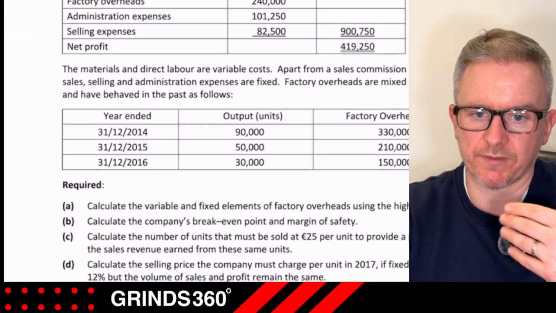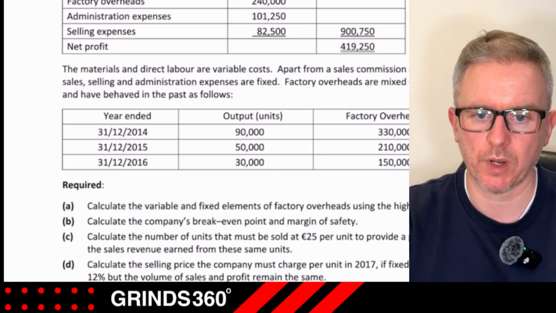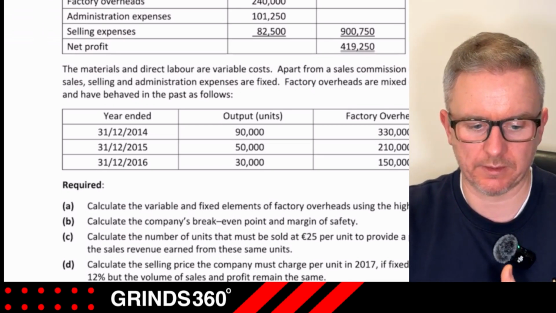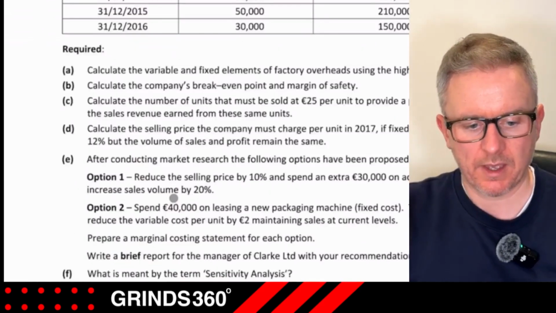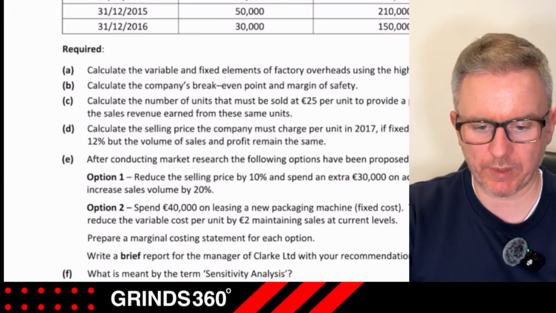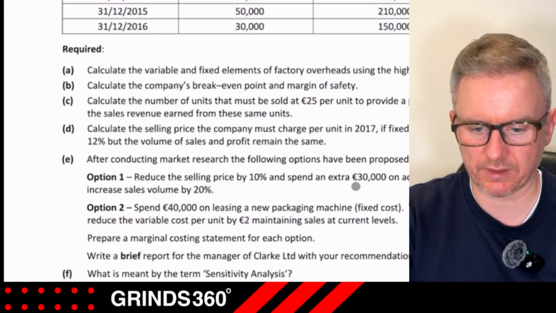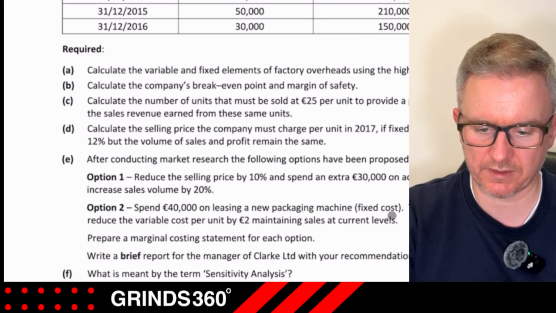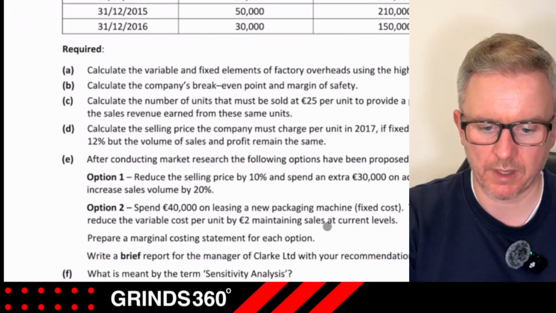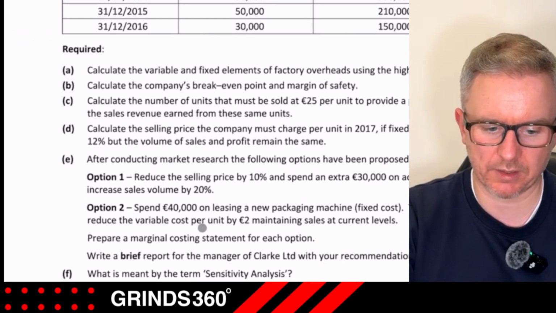Similar type question, they just gave you one more in the one we've just done, where they increased the commission that was being paid. Okay, but look at this. After conducting market research, the following options have been proposed. Option 1, reduce the selling price by 10% and spend an extra 30,000 on advertising to increase sales volume by 20%. Option 2, spend 40,000 on leasing a new packaging machine at fixed cost. This will reduce the variable cost per unit by €2, maintaining sales at current levels. Prepare a marginal costing statement for each option and then write a brief report for the manager.